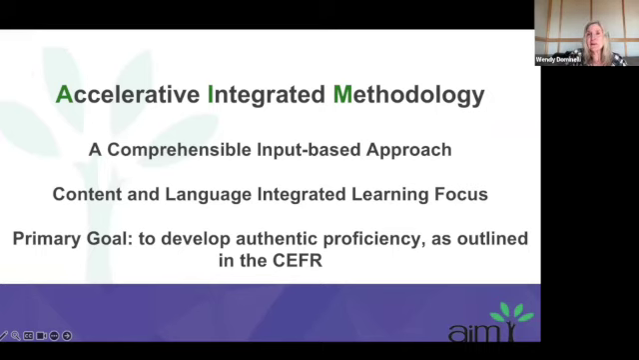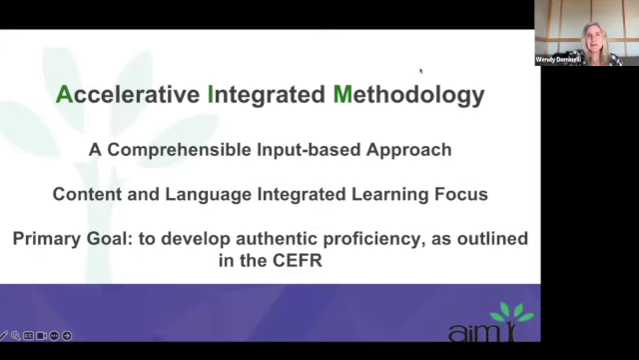So the accelerative integrated methodology is a comprehensible input-based approach. I wanted to make sure my students were understanding what I was saying, because they weren't when I started to teach. And because I really believe that the faster they could understand, the better their acquisition would be. So it is a comprehensible input-based approach.